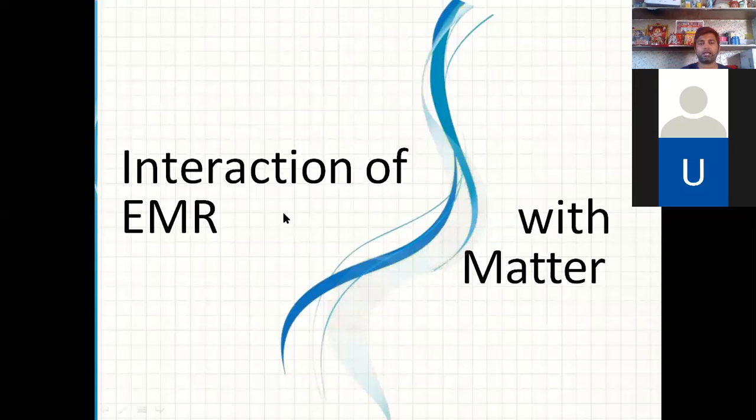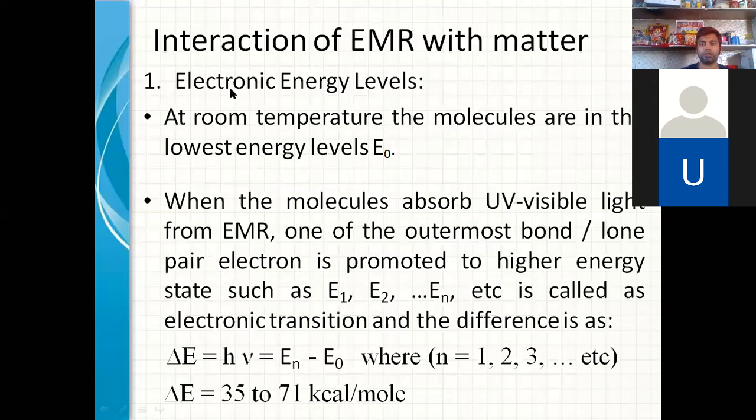Now we'll discuss interaction of electromagnetic radiation with matter. We have different electronic energy levels. At room temperature, all the molecules are in the lowest energy level, E0. We can see here this one, E0.